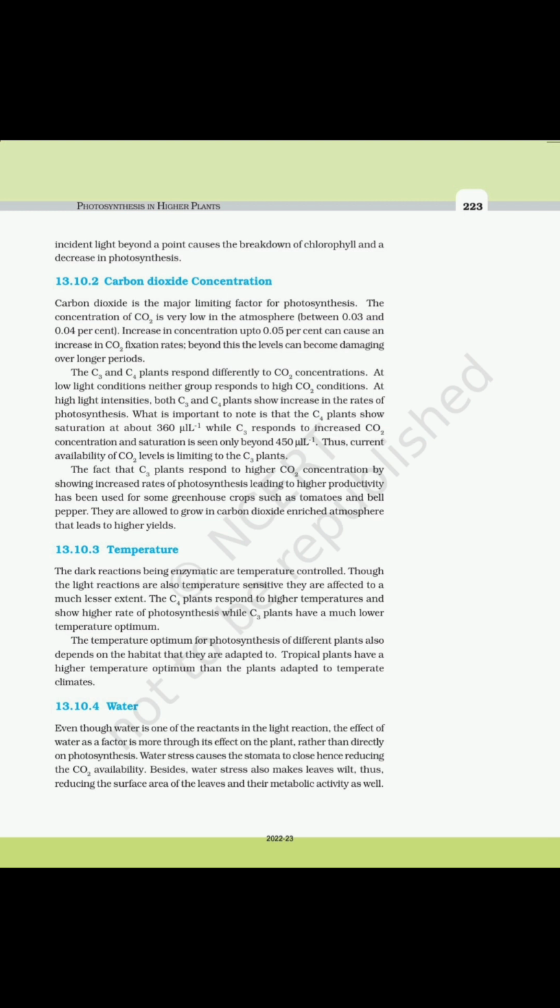13.10.4 Water. Even though water is one of the reactants in the light reaction, the effect of water as a factor is more through its effect on the plant, rather than directly on photosynthesis. Water stress causes the stomata to close, hence reducing the CO2 availability. Besides, water stress also makes leaves wilt, thus reducing the surface area of the leaves and their metabolic activity as well.